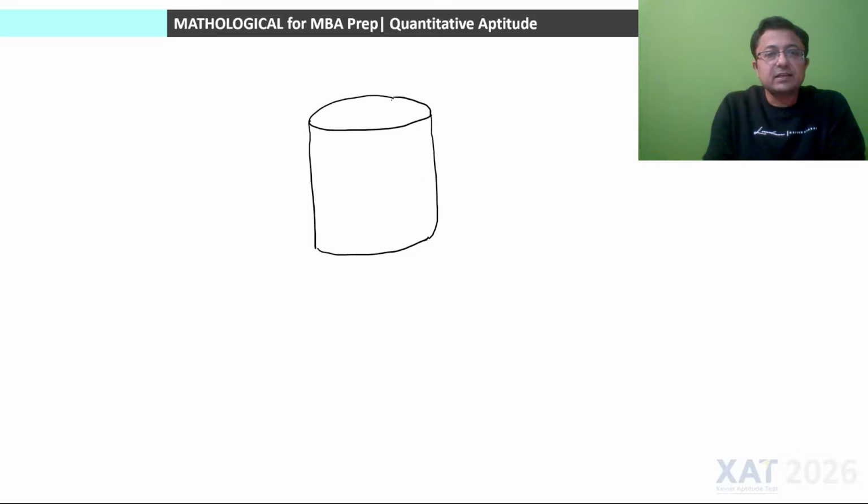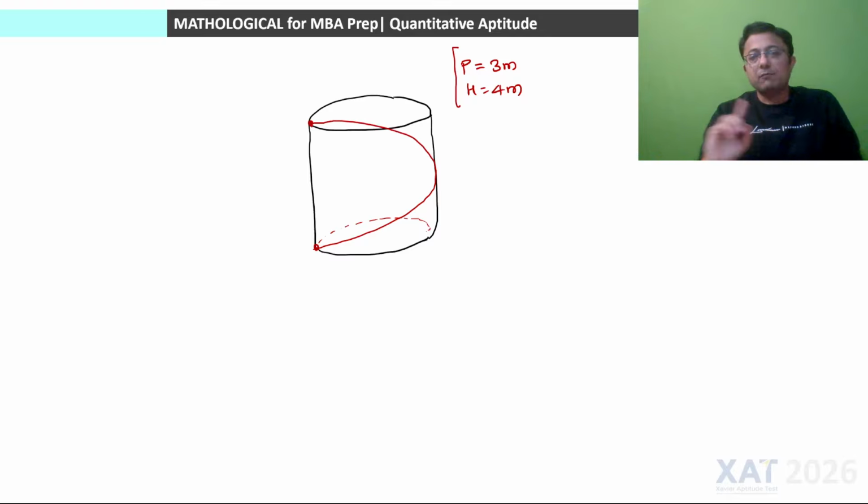let us say this is a cylinder where the perimeter of the cylinder is equal to 3 meters and height is equal to 4 meters. And we have just a staircase that is spiraling one time. So if this is the starting point, it will start spiraling from here and ultimately it will reach this point. So just one round around the cylinder, the cylindrical tower.